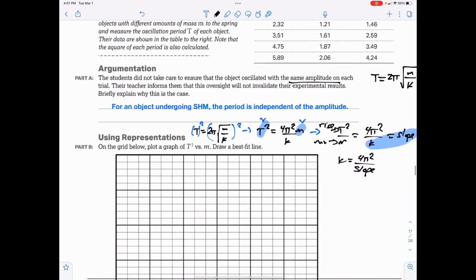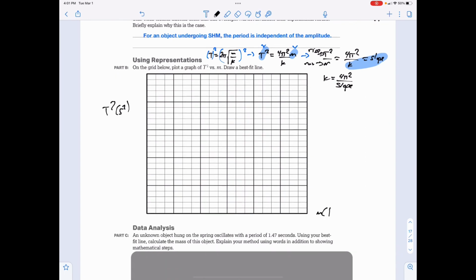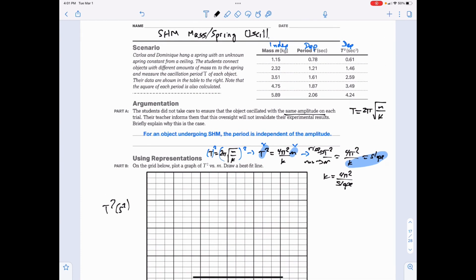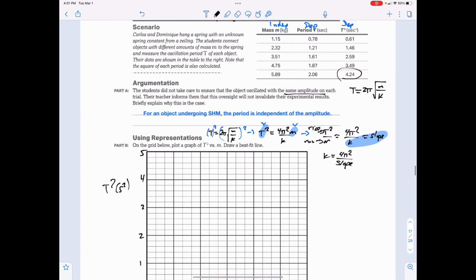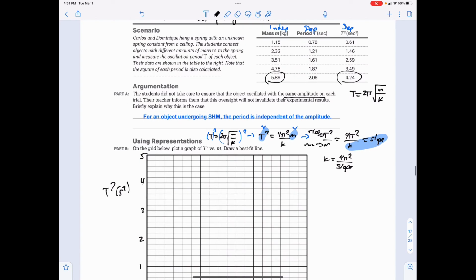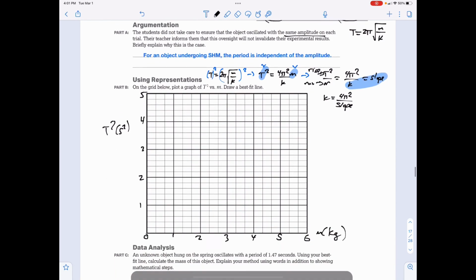Okay, let's go ahead and graph this. First, let's scale each axis. We have T squared in seconds squared on this side, and mass in kilograms on this side. Scaling your T squareds, your largest T squared is 4.24, so I'm going to go 1, 2, 3, 4, 5. My largest mass is 5.86, so I'm going to go from 0 to 6: 0, 1, 2, 3, 4, 5, and 6.